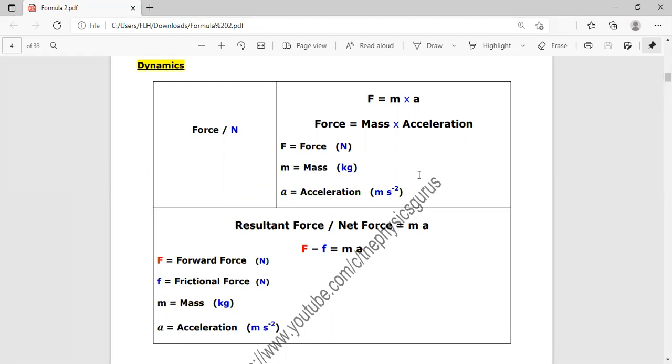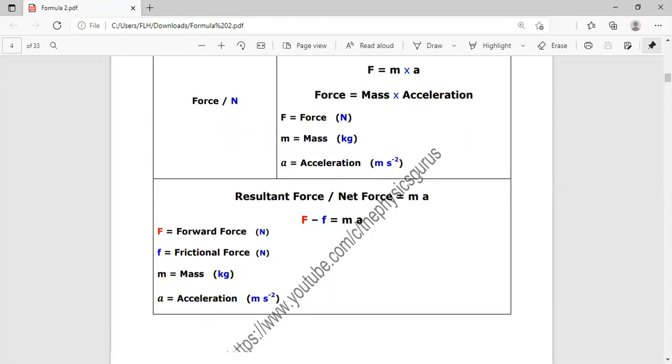So resultant force is equals to forward force minus frictional force. ma is representing resultant force or net force, while F is representing forward force, and small f is the symbol of frictional force. It can be the frictional force like the friction between tire and the road as well.